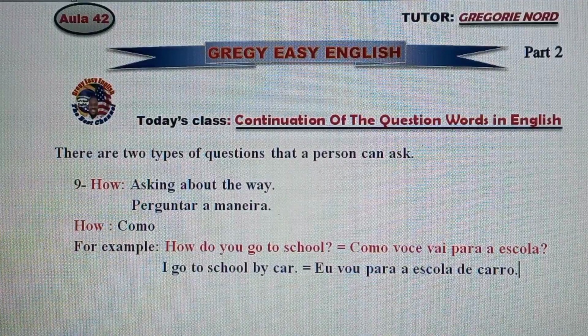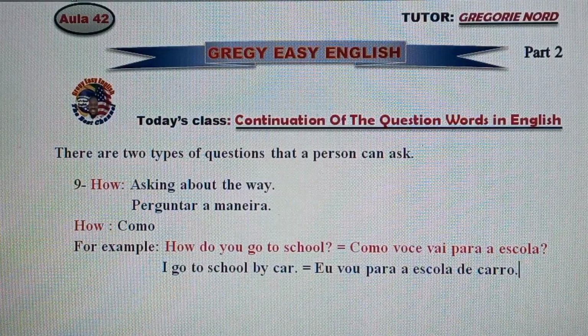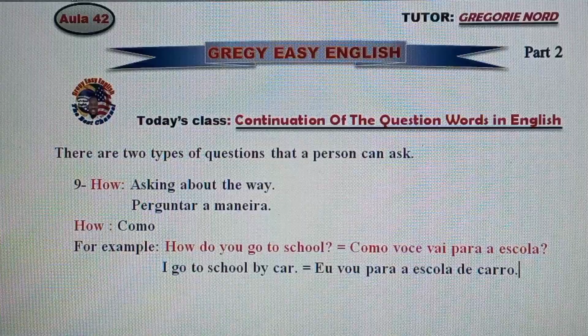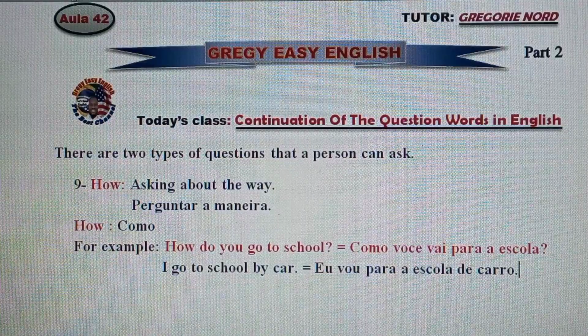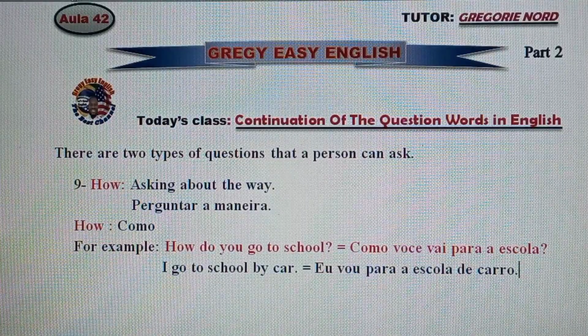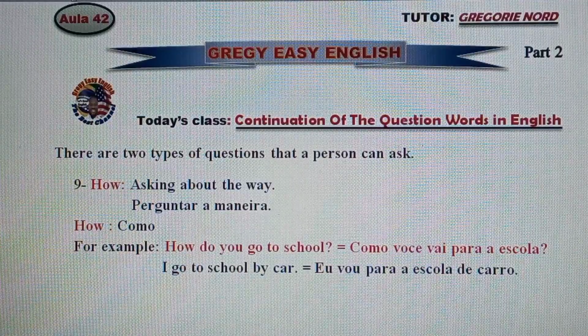Ok, guys? A pergunta how tem a ver a maneira. How do you go to school? Como você vai para a escola? I go to school by car. Eu vou para a escola de carro.